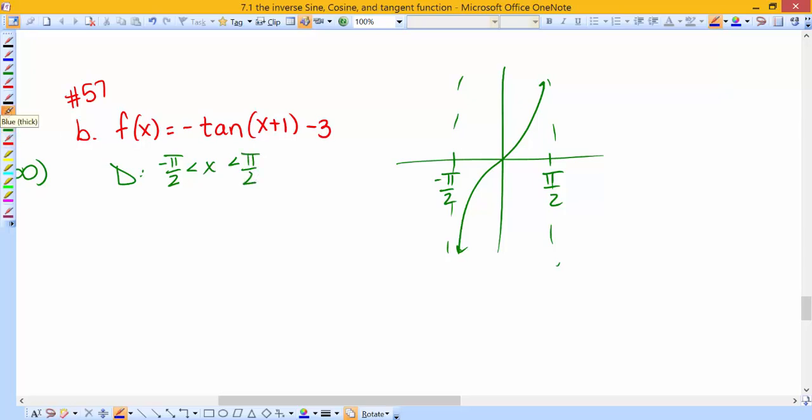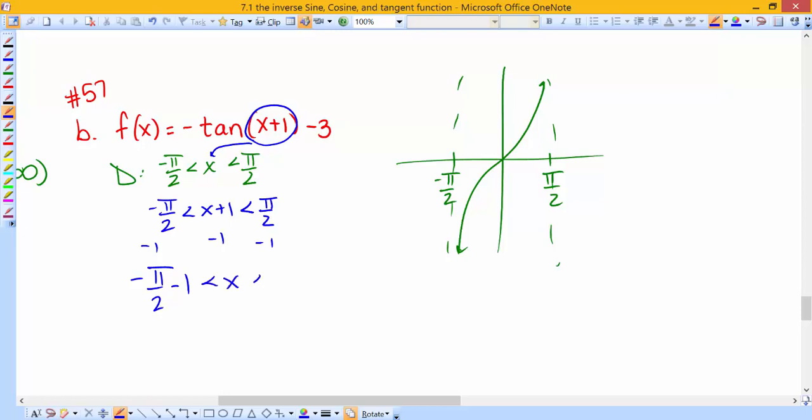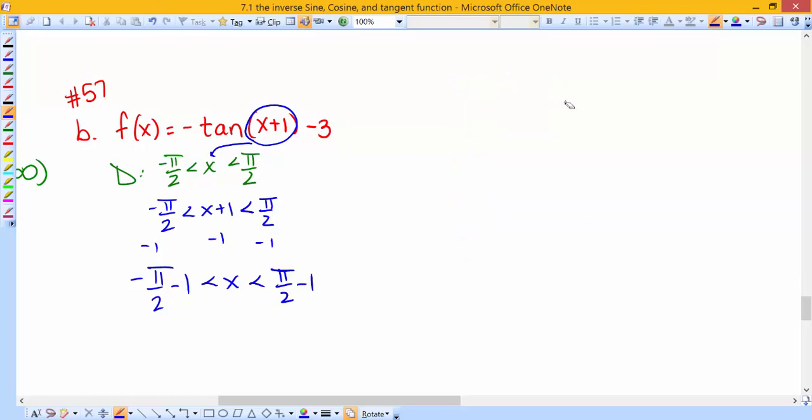However, just like in the last one, it's usually just tangent of x. But here it's an x plus 1, so that must go in the middle. So negative pi over 2 is less than x plus 1 is less than pi over 2. Not equal to, because these are asymptotes. Then I subtract 1. You don't need to worry about getting a common denominator, you guys. You can just say negative pi over 2 minus 1 is less than x is less than pi over 2 minus 1. So that's the domain of the original function.